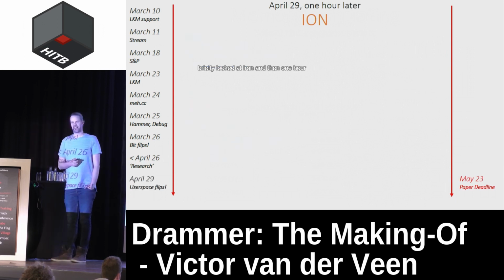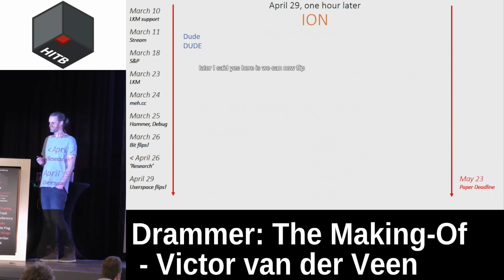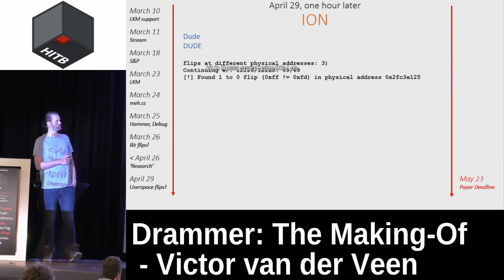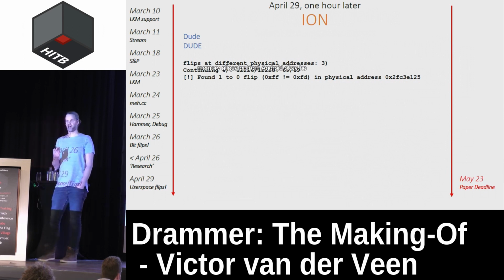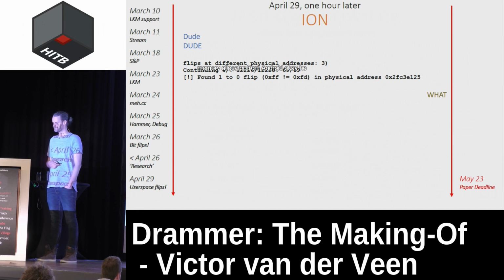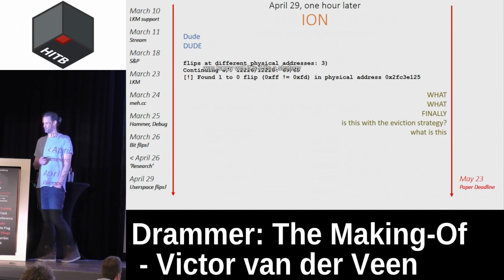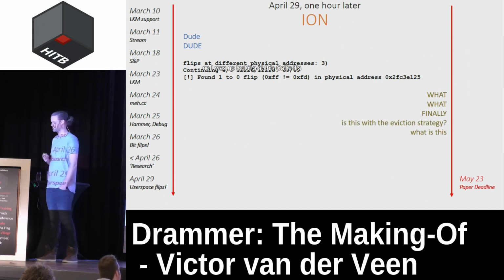Anyway, I briefly looked at Ion, and then one hour later, I said, yes, here it is. We can now flip bits in user space using this Ion memory allocator from Android. Okay, he was happy. What is this? Eviction strategy? No, I was not looking at this guy.